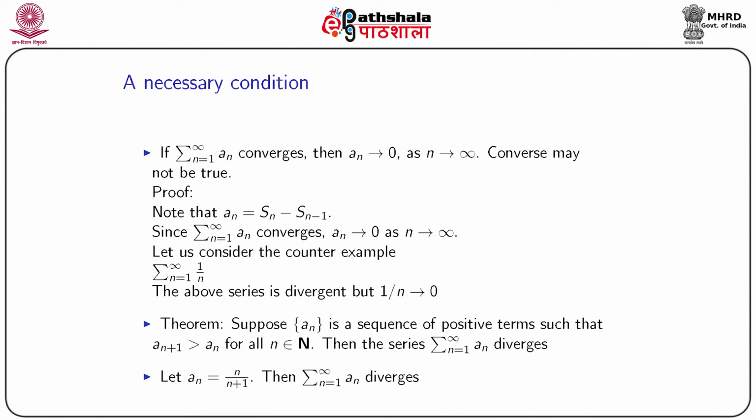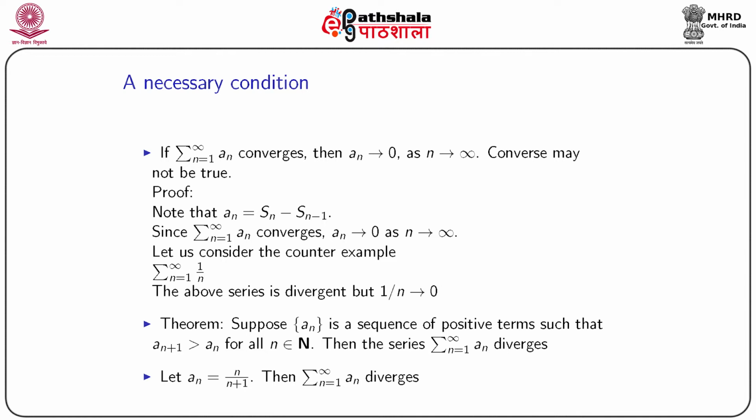Now the question is whether the converse is true or not. That means if an tends to 0, is the series convergent? Let us consider a counterexample: the series sum over n from 1 to infinity of 1 over n. This series is divergent, but 1 over n tends to 0. So this condition is not sufficient, it is only necessary.